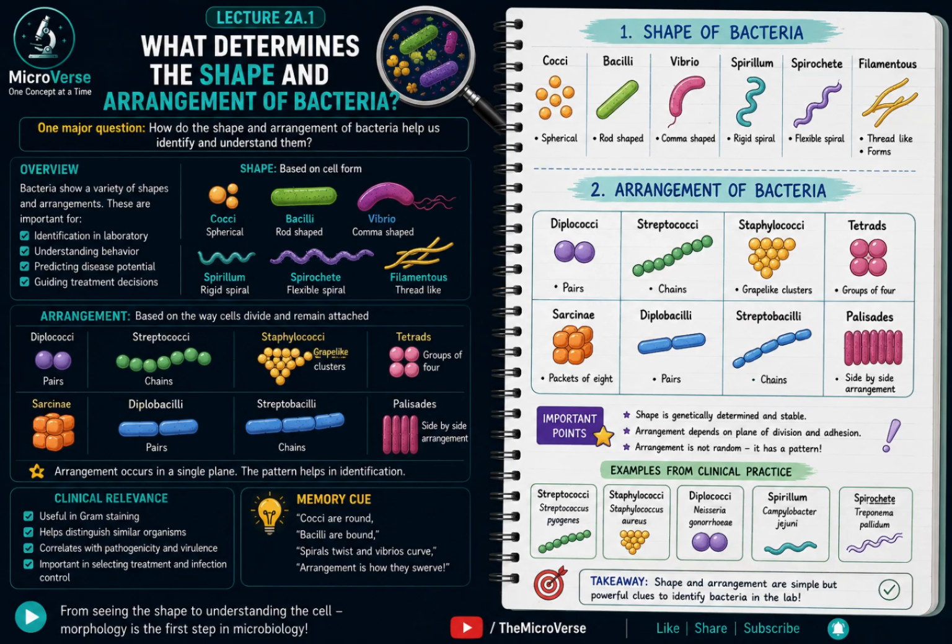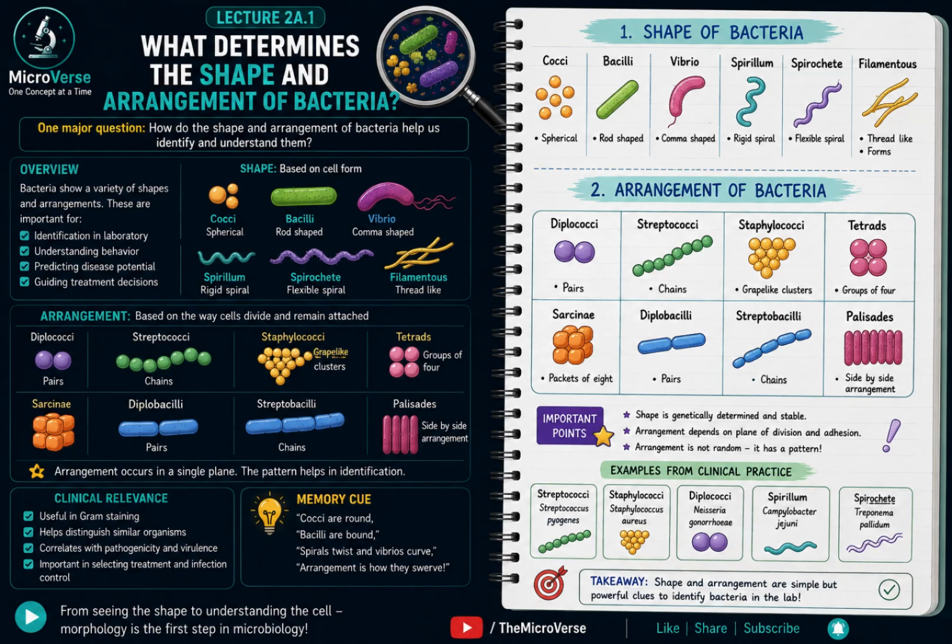Cocci are spherical or approximately round bacteria. Examples include Staphylococcus and Streptococcus. Bacilli are rod-shaped bacteria. Examples include E. coli and Bacillus species. Then Vibrios. Vibrios are curved or comma-shaped rods.